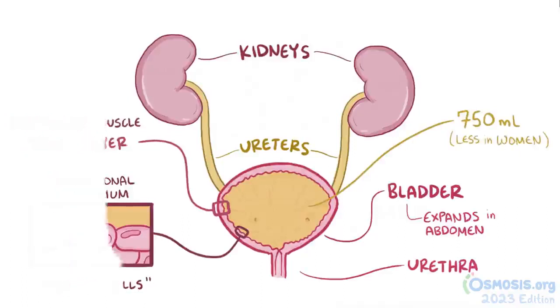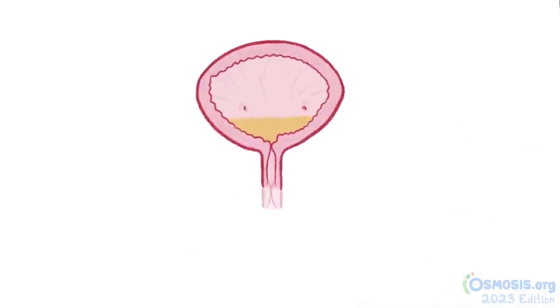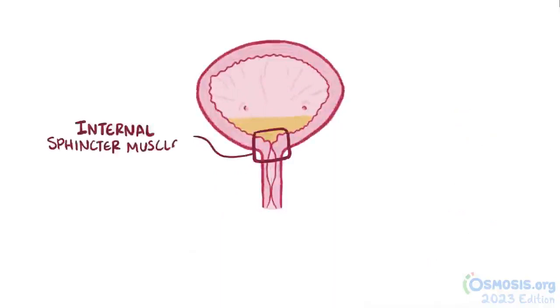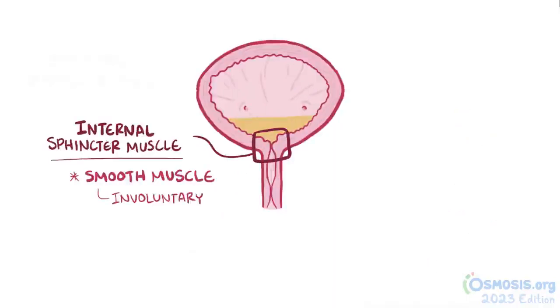Alright, so when the urine's collecting in the bladder, there are basically two doors that are shut, which holds the urine in. The first door is the internal sphincter muscle, which is made of smooth muscle and is under involuntary control, meaning that it opens and closes automatically.